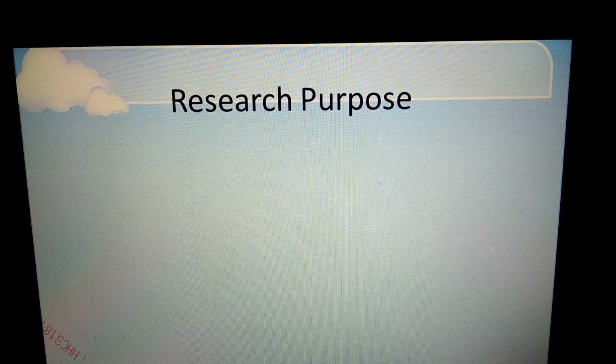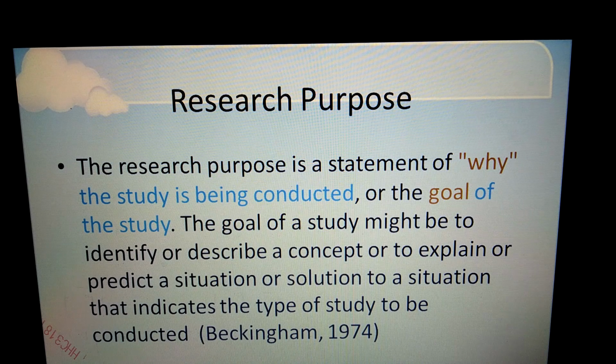Then I want to introduce the research purpose. Research purpose is a statement of why and the goal of the study. Why is the study being conducted? The goal of the study might be to identify or describe a concept, or to explain or predict a situation or solution to a situation that indicates the aim of the study to be conducted. The research purpose should be stated objectively, in a way that does not reflect particular biases or values of the researchers.